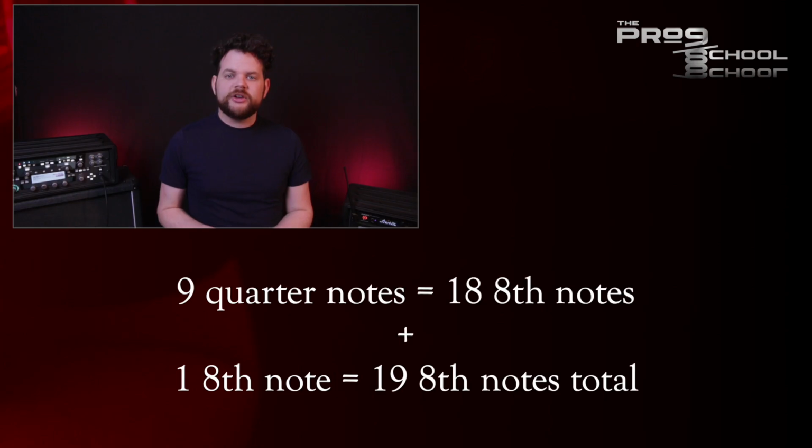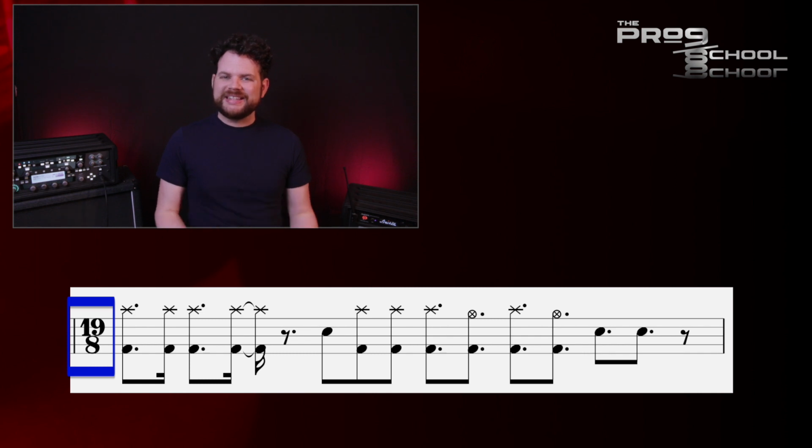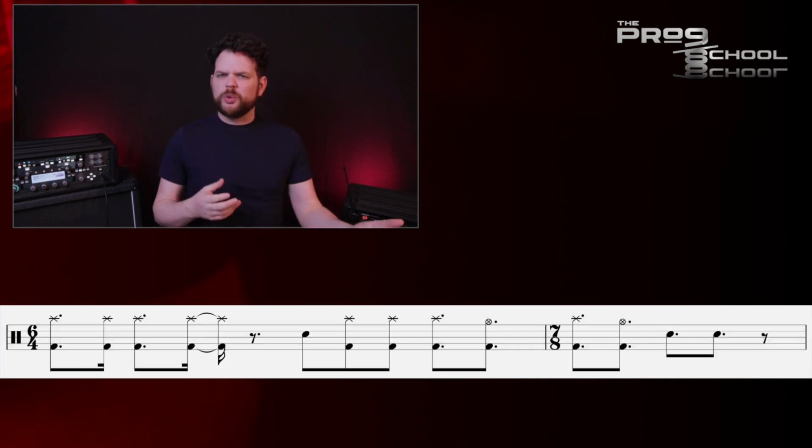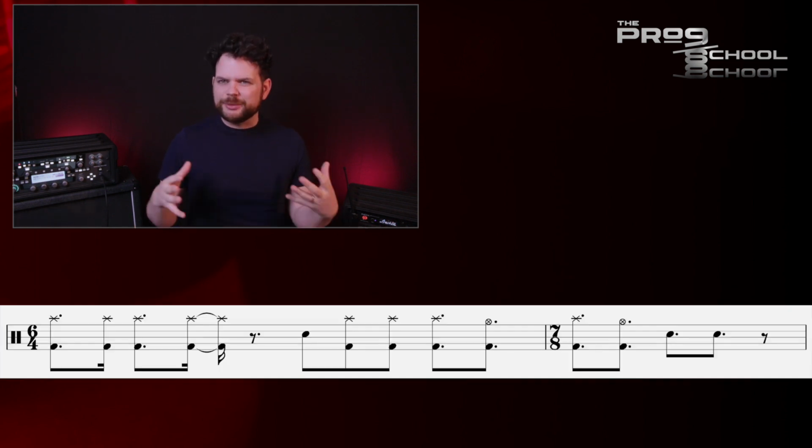I'll take the same approach I did with the 13/8 measure. Here there are 9 quarter note beats with a 10th beat that's cut in half. That totals 19 eighth notes, so I could write it as 19/8. Now that's a pretty big time signature, but it works okay. I might actually split that into 6/4 and 7/8, something like that, to make it a little bit easier to read.